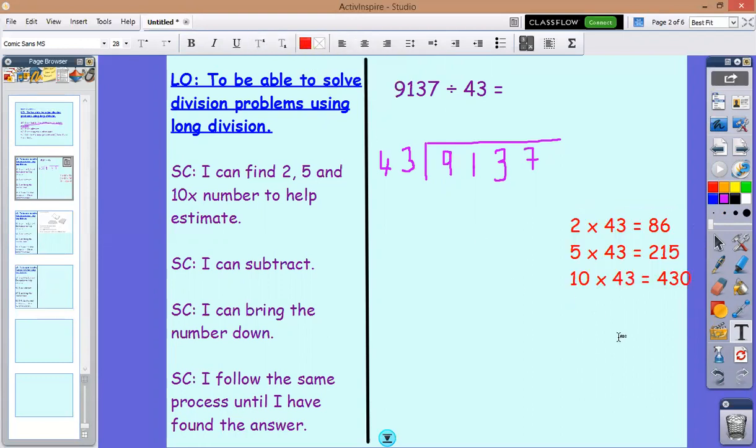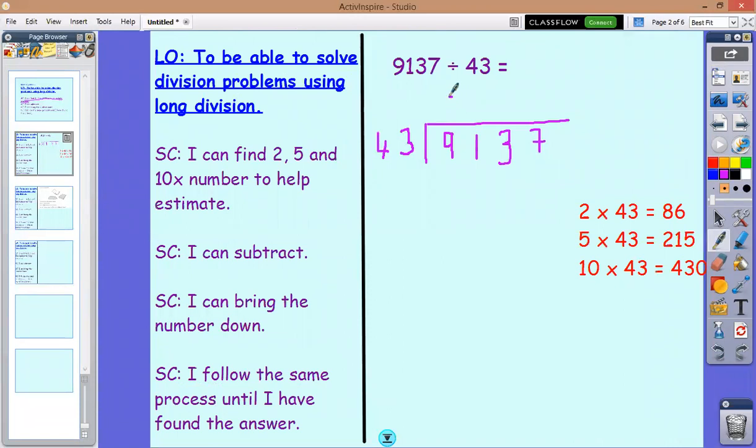Okay, now the reason why I do this is that it helps us estimate. So I'm looking here, how many 43s, and I'll show you an example. How many 43s go into 9? I know that nothing goes in there. Now I'm just putting the 0 there as a place value holder. This just makes sure that you don't make a mistake.